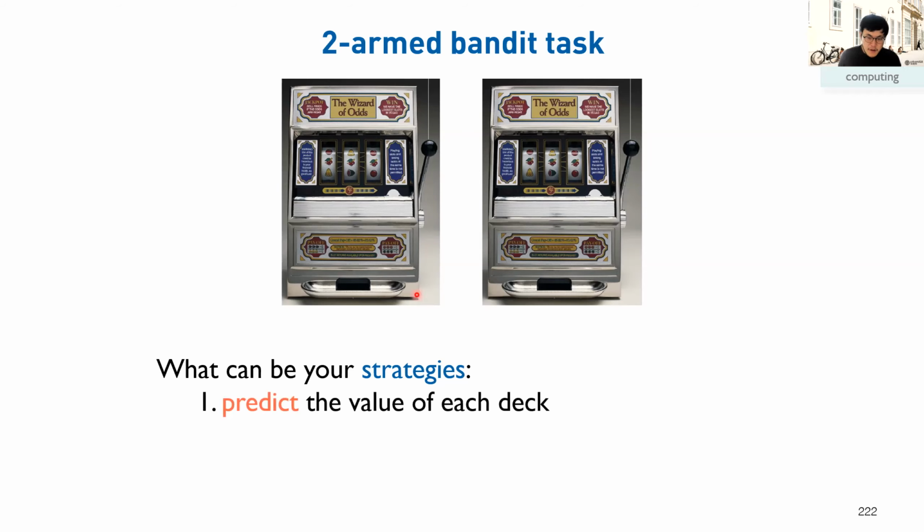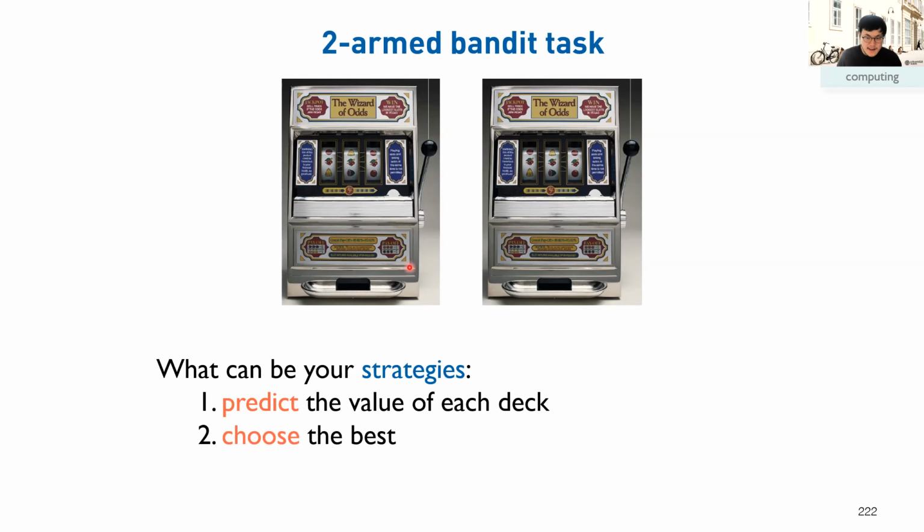So before making the choice, before choosing which slot machine you want to play with, you first of all would like to roughly predict which one is more likely to return you the reward. And this is called prediction, right? You predict the value of the slot machine. So maybe you think, well, at the very beginning, even though they are identical, you would imagine that maybe the left one is better. This is your prediction.